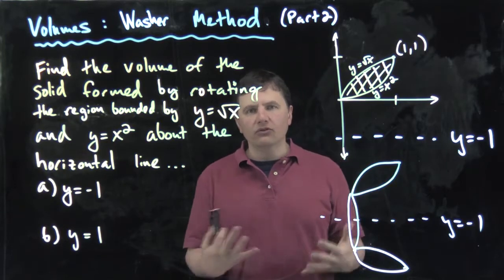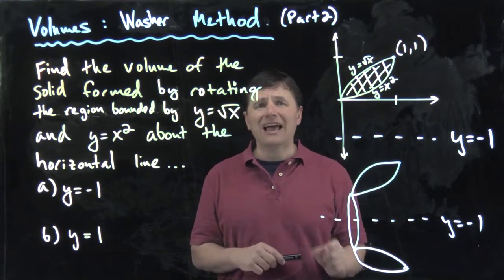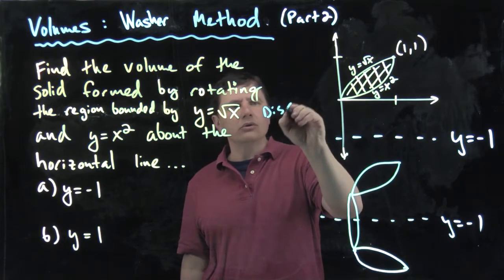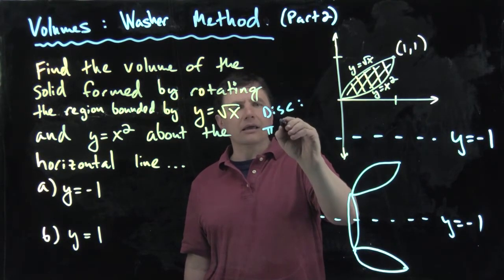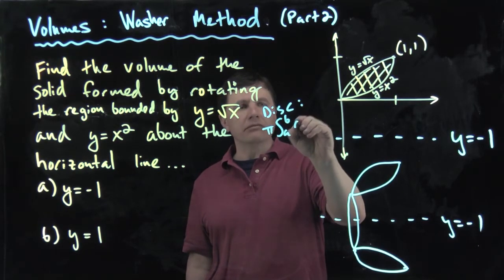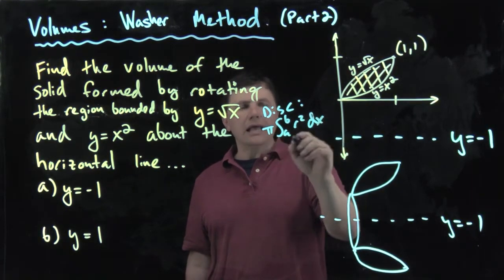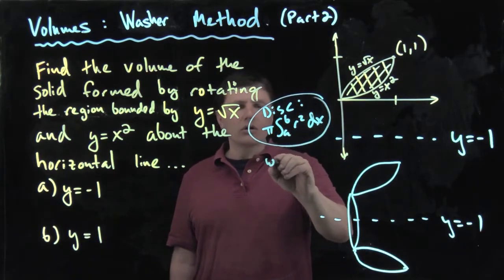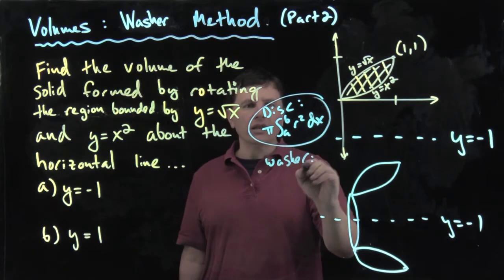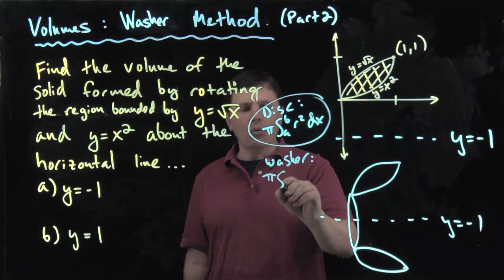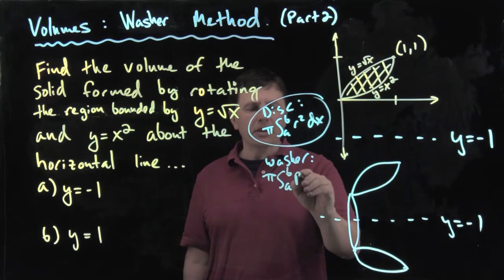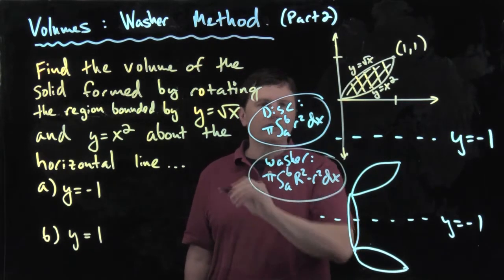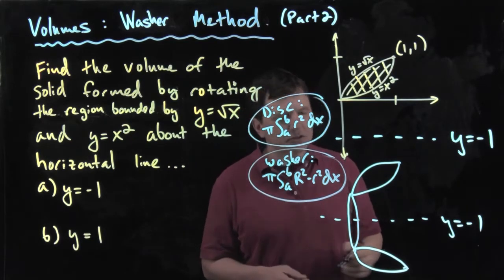Basically, whenever we rotate, there's only going to be two options. It's either going to be solid, and we're going to use the disk method. So the disk method, I want to remind you, is pi times the integral from a to b of little r squared dx. That's if it's a solid disk. Or the cross-section will have a hole in it, and it is going to be a washer, which would be the integral from a to b of big R squared minus little r squared dx. Those are really the two options we're going to see here.